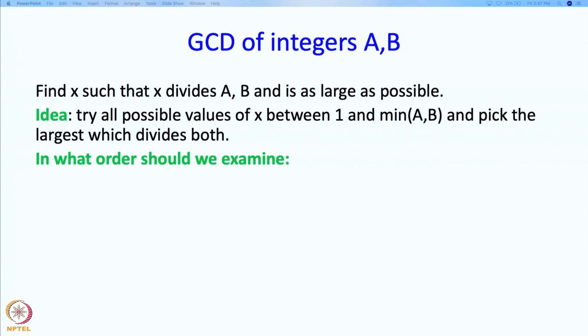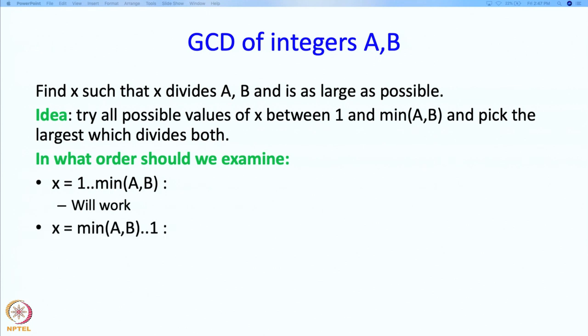And then we list out whether or not any of these numbers divides a and b perfectly. So we consider x in this order, 1 through the minimum of a and b, and we remember which x was dividing both, and now from those we pick out the largest. So that is one way of doing things. This will work, but here is another order.